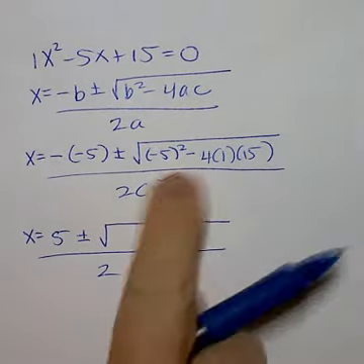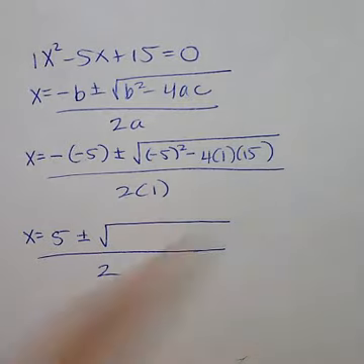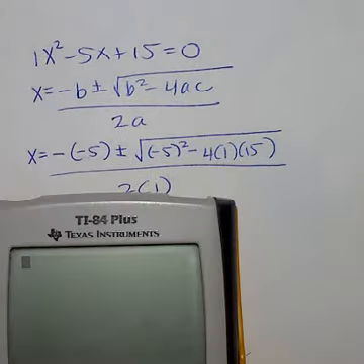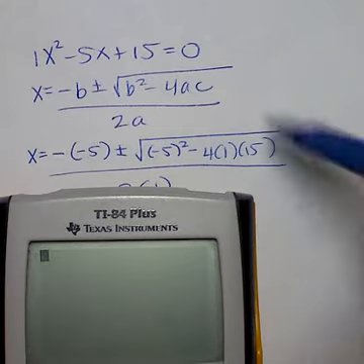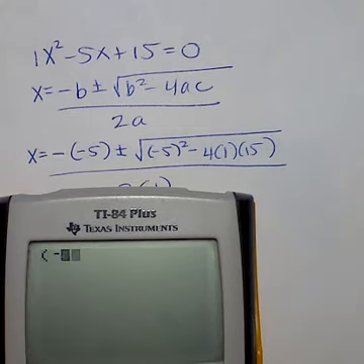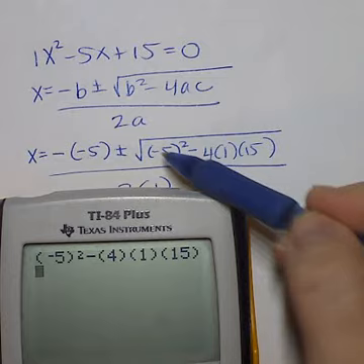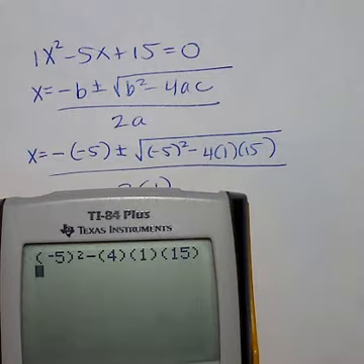Okay, I'm going to do this whole portion called the discriminant on the calculator at the same time. So, here we go. You have to use parentheses when you plug this in. I'm working with this portion. Parentheses, negative 5 squared minus 4 times 1 times 15. That number is going to be the discriminant, the number underneath the square root. So negative 35 is the number.